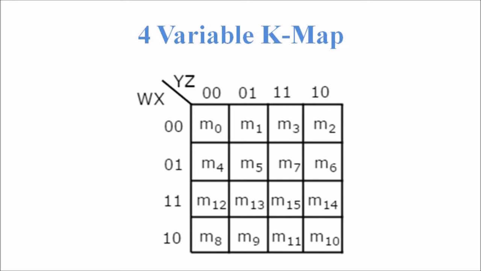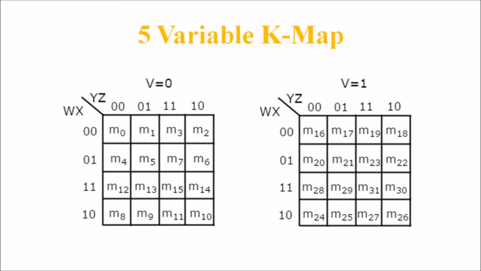The possible combinations of grouping 8 adjacent minterms are R1R2, R2R3, R3R4, R4R1, then C1C2, C2C3, C3C4 and C4C1. If W is equal to 0, then the 4 variable KMap becomes a 3 variable KMap.